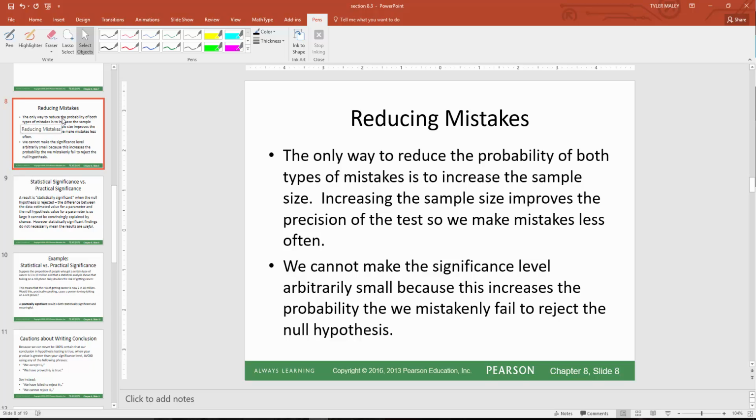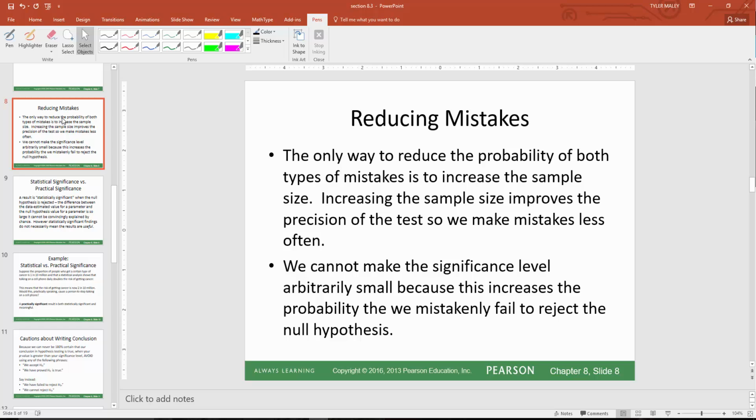So then you might wonder, how can we reduce mistakes? It turns out that the only way to reduce the probability of both types of mistakes is to increase the sample size. Increasing the sample size improves the precision of the test, so it makes mistakes less often. So large samples are a good thing. We need large samples. That's one thing that we test for: do we have a large enough sample? So the bigger the sample, the stronger the test, essentially.